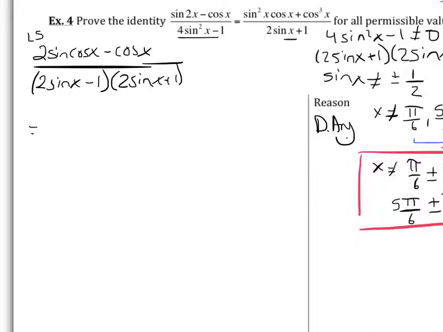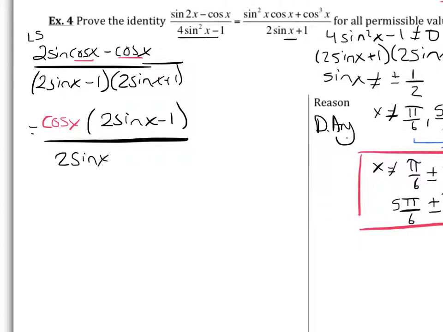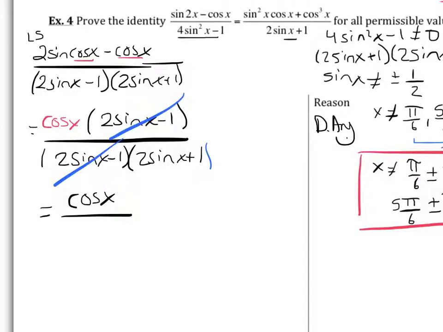Okay, so again, my reason: double angle. And I notice that in the numerator, both terms have a cos, so I'm going to factor that out. So cos x is factored out, and I'm left with 2 sine x minus 1. Oh, awesome. 2 sine x minus 1, and then 2 sine x plus 1. So I can cancel out these two, and I'm left with cos x over 2 sine x plus 1. Now this looks nothing like the other side, but I think I can make the right side look like that.